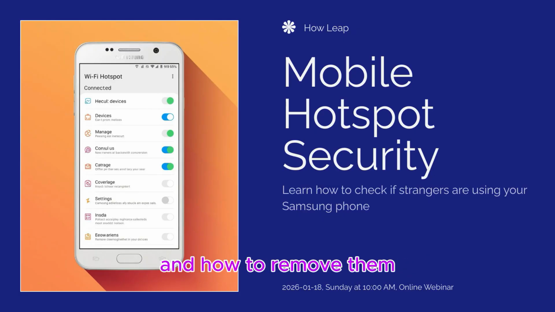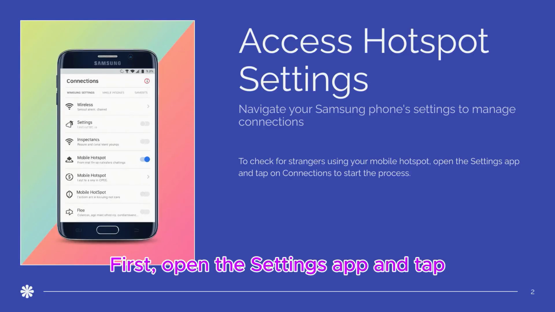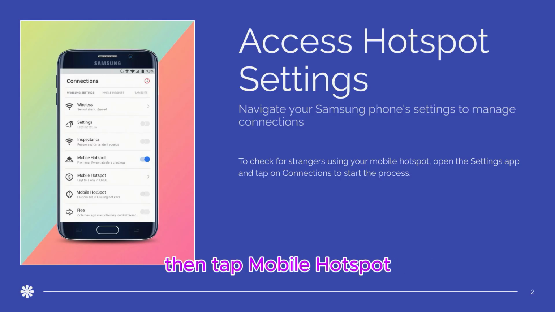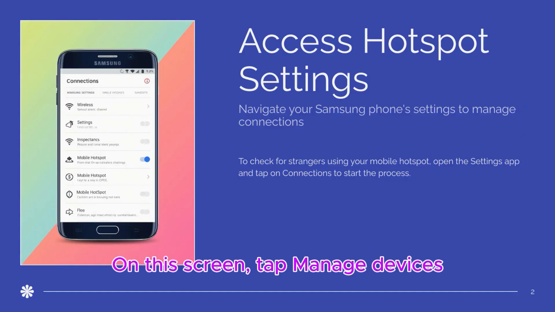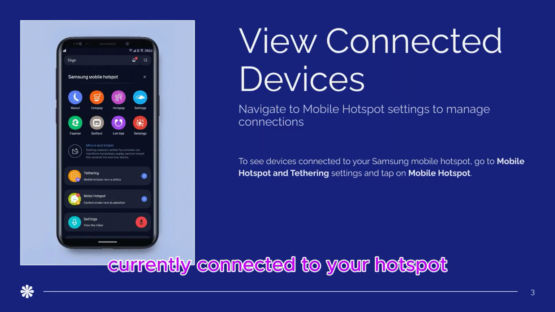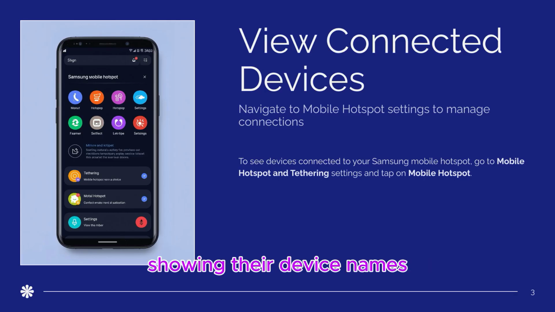to remove them. First, open the Settings app and tap Connections. Tap Mobile Hotspot and Tethering, then tap Mobile Hotspot. On this screen, tap Manage Devices. You will see a list of all devices currently connected to your hotspot showing their device names.